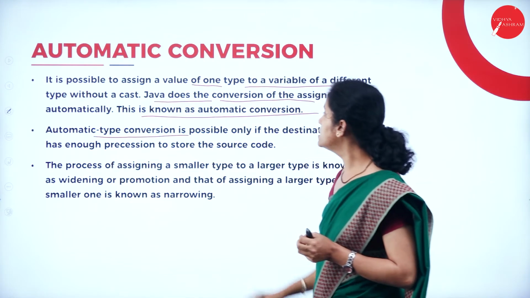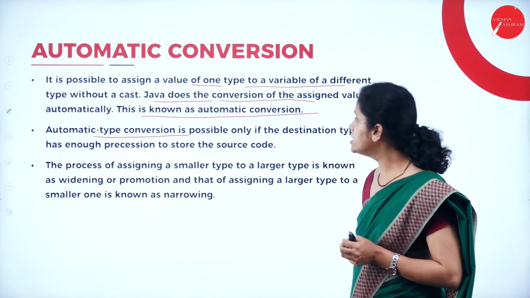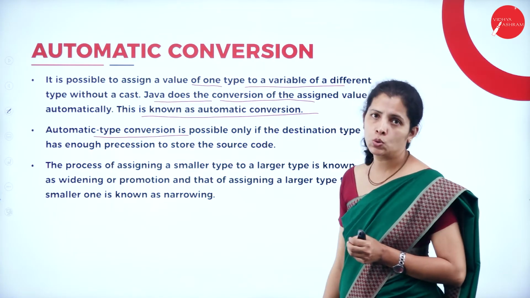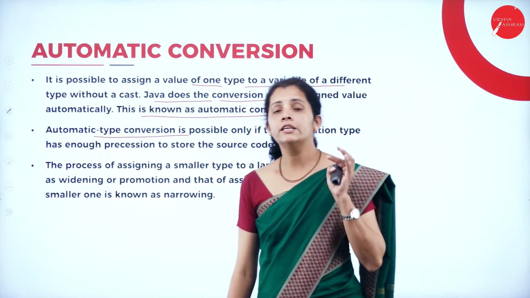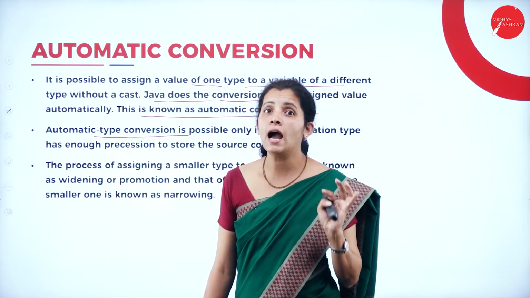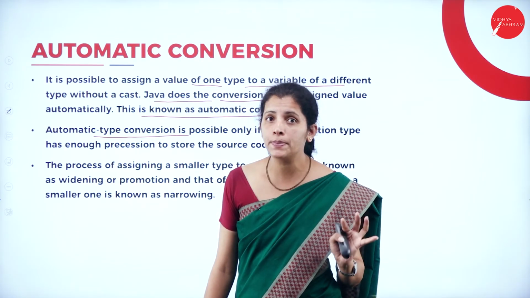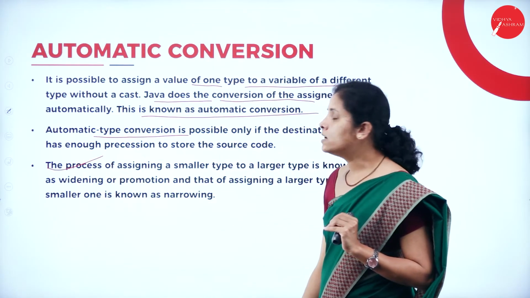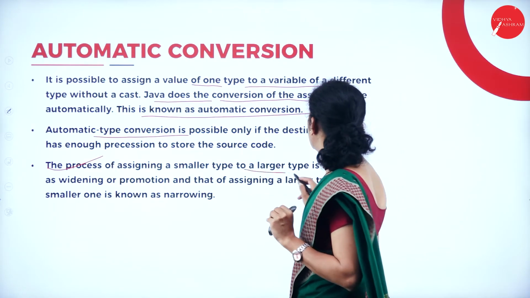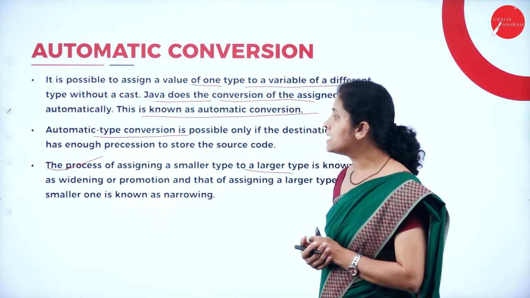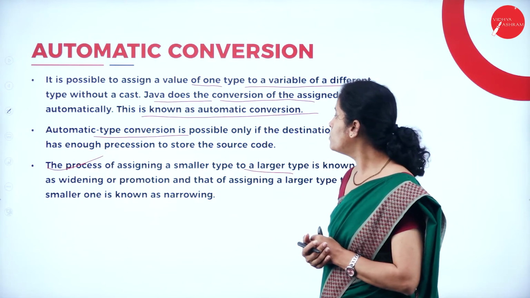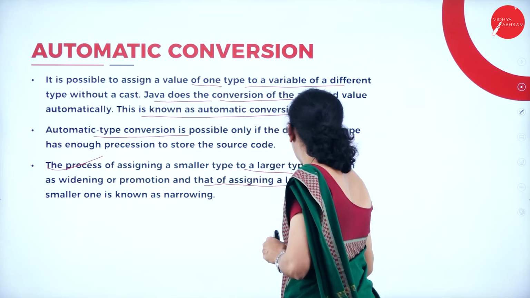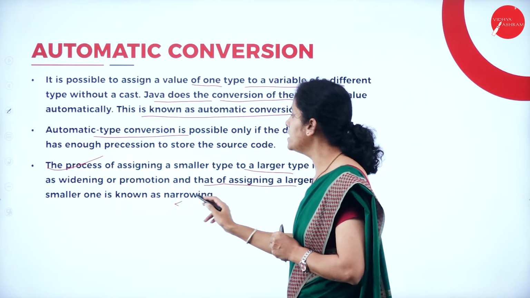Automatic type conversion is possible only if the destination type has enough precision to store the source value. That means the destination variable must have enough storage space to store the value. The process of assigning a smaller type to a larger type is known as widening or promotion, and that of assigning a larger type to a smaller type is narrowing.